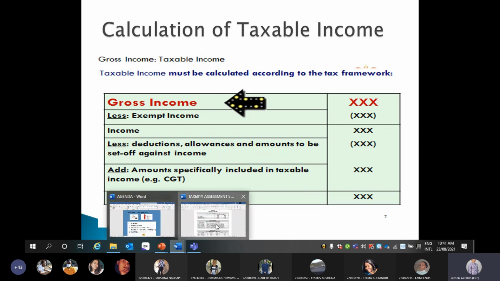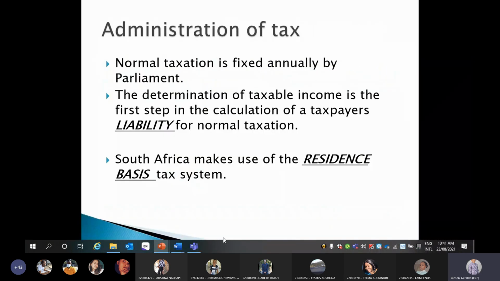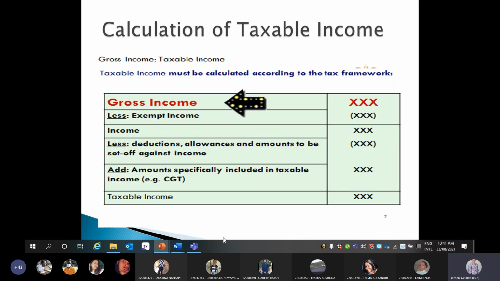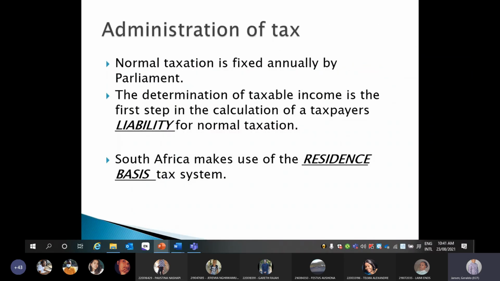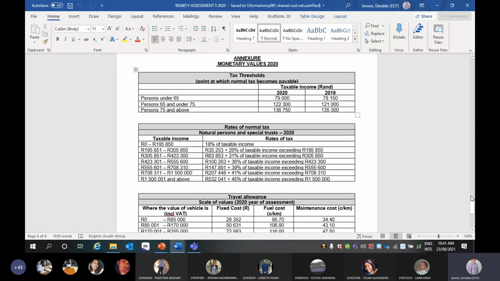And today, I think I didn't mention this last week. Today, I will show you how we will calculate the tax using this table. So please just bear with me. I just want to get to that part. So guys, today we will start with administration of the Act. We will look at the administration of the Act. But before we do that, let's quickly go to this little table here.